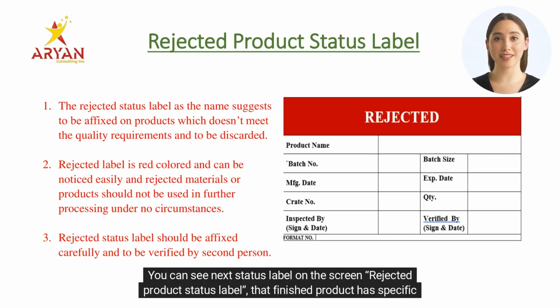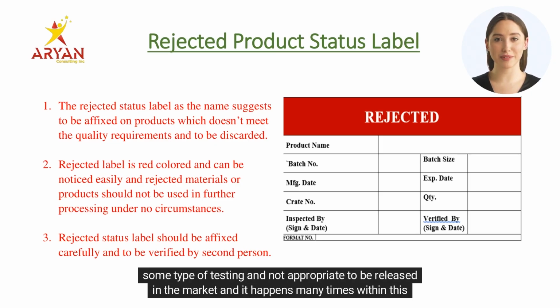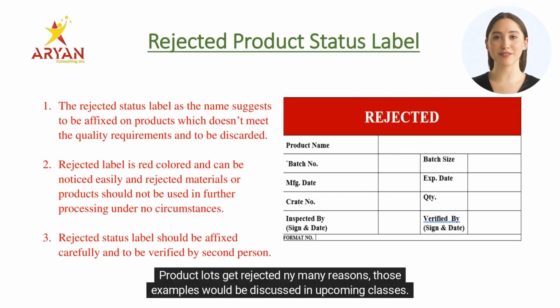You can see the next status label on the screen, the rejected product status label. It means the finished product has a specific lot or batch number which does not comply with the product quality standard, which means it has failed some type of testing and is not appropriate to be released in the market, and it happens many times within this industry. Product lots get rejected for many reasons. Those examples would be discussed in upcoming classes.